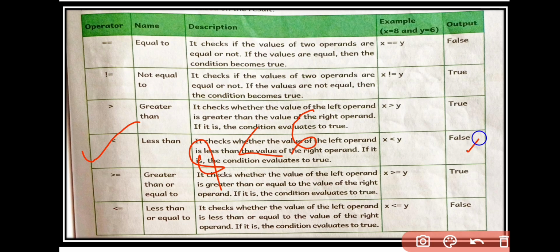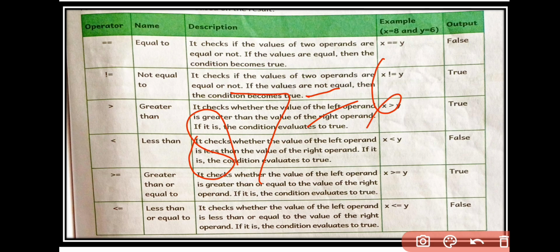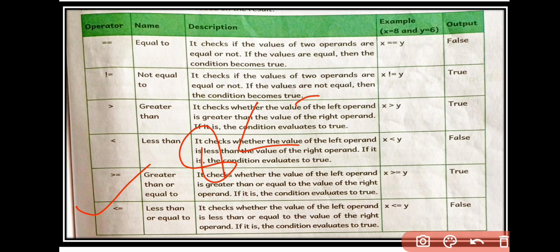The answer is false. Clear? Greater than or equal to: 8 greater than or equal to 6. Yes, 8 is greater than 6, so the condition is true. Next, less than or equal to: 8 less than or equal to 6, not, so the condition is false, the output is false.